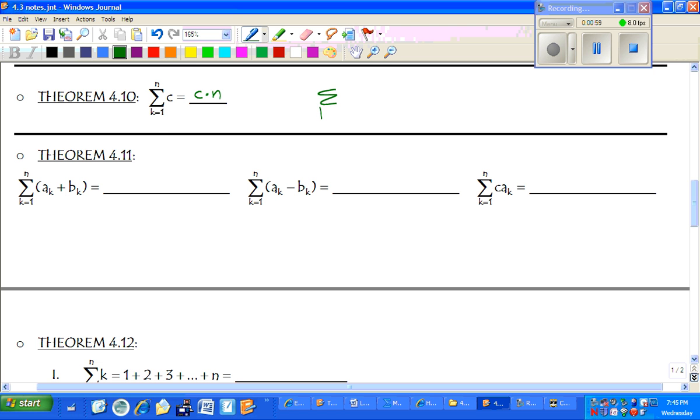If we had something like this, k equals 0 to n of c, do we still have n terms total? We've added 1. Instead of starting at 1, we're starting at 0. So this would be the constant times n plus 1. So for example, if we went from 0 to 3, like we did earlier, that wasn't 3 terms, that was 4 terms. So it's going to be the constant times the number of terms. So it could be n plus 1 if we're starting at either one of these.